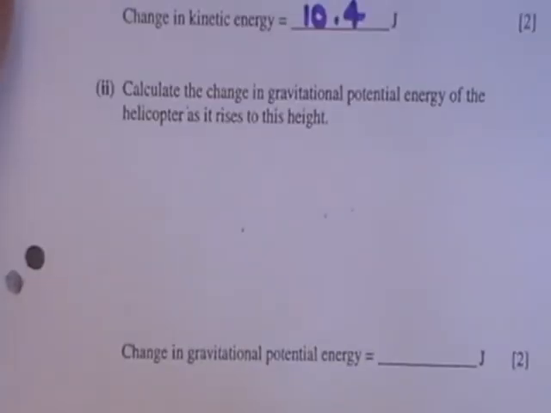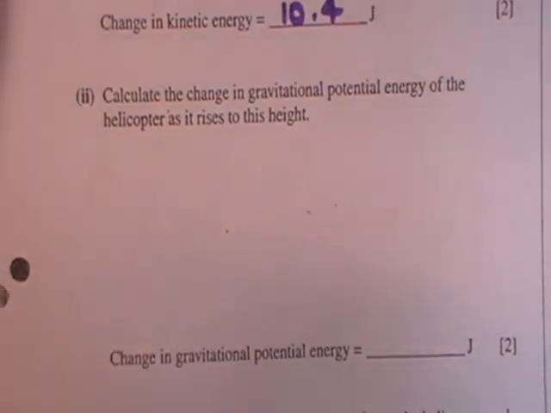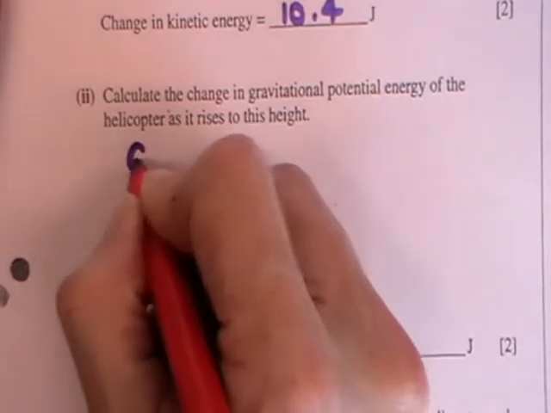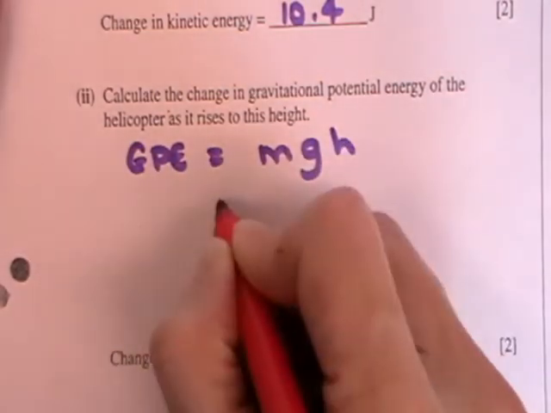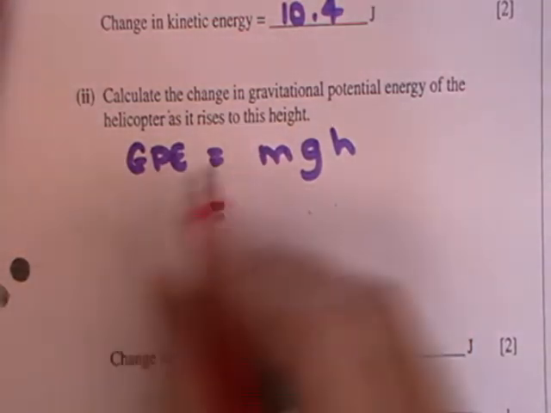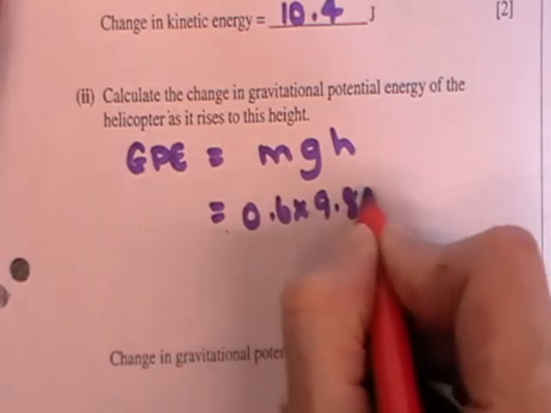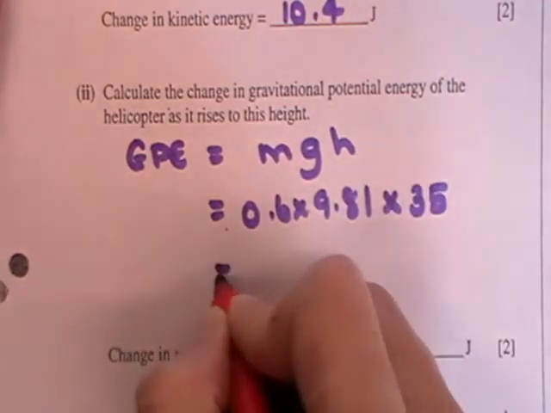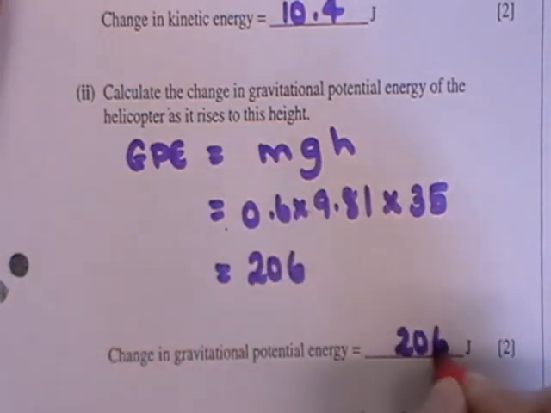Part 2, calculate the change in gravitational potential energy of the helicopter as it rises to this height. So the change in gravitational potential energy is calculated by mgh, and its change in height is from 0 again up to 35 metres. So it's 0.6 times 9.81 times 35, and that gives you 206 joules.